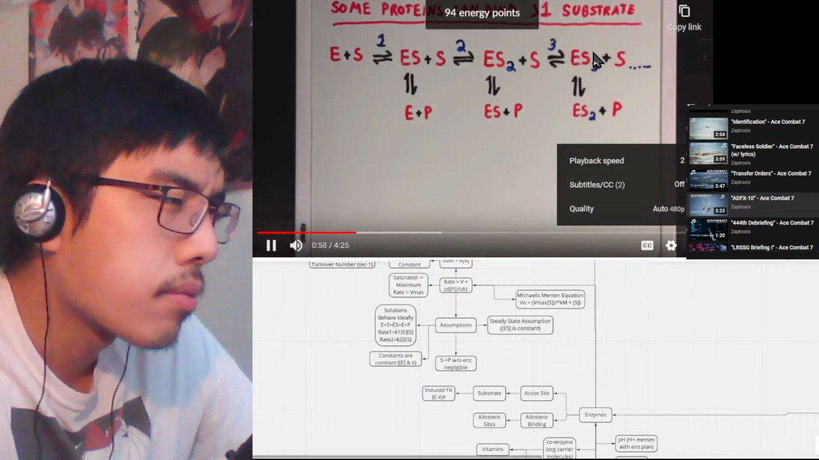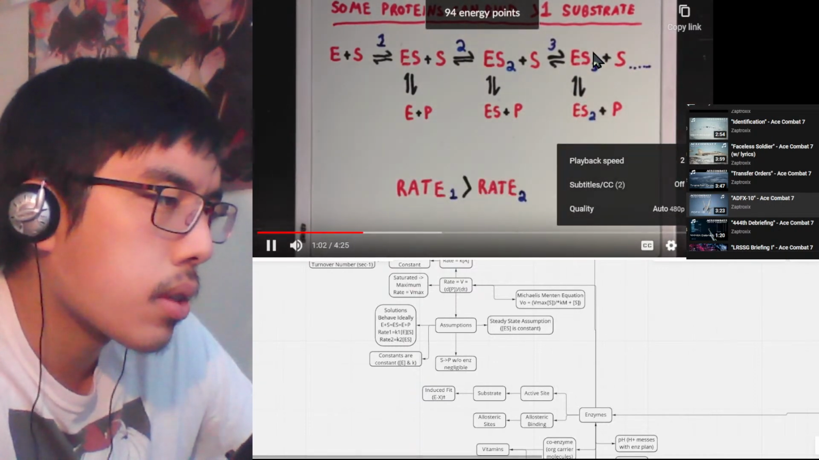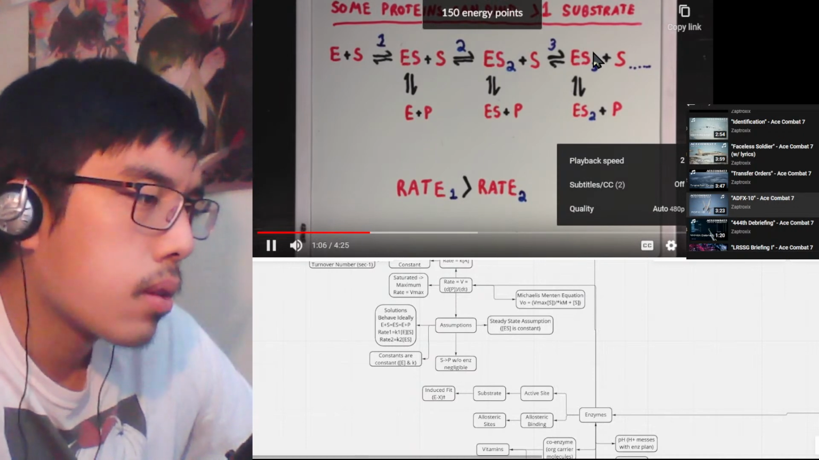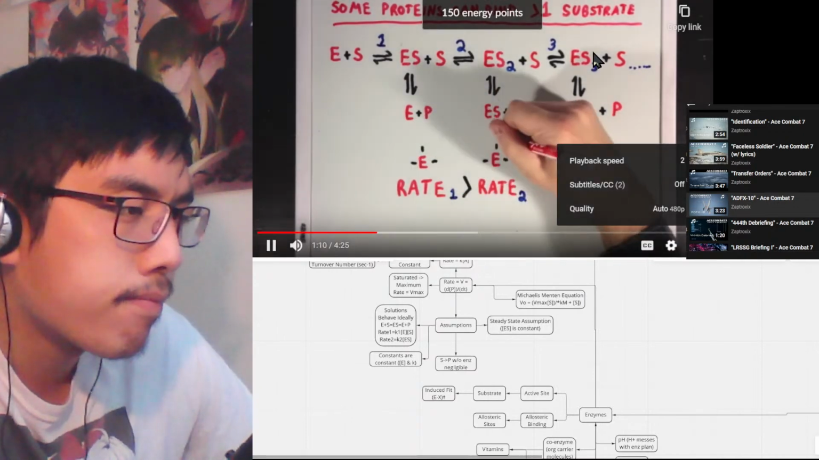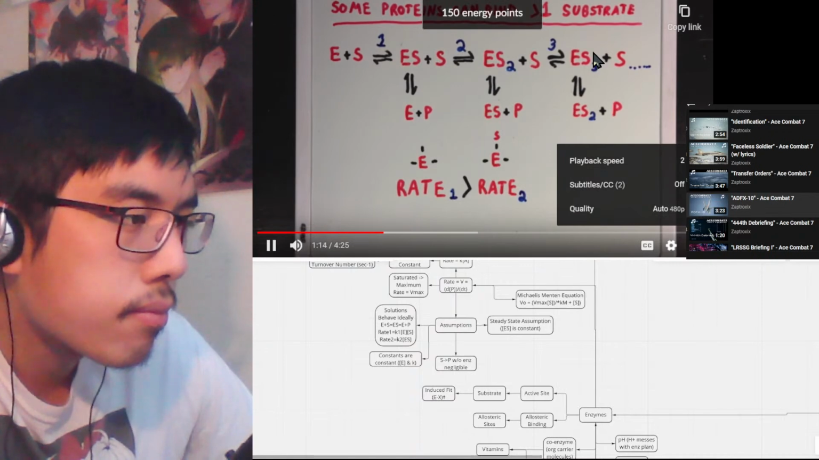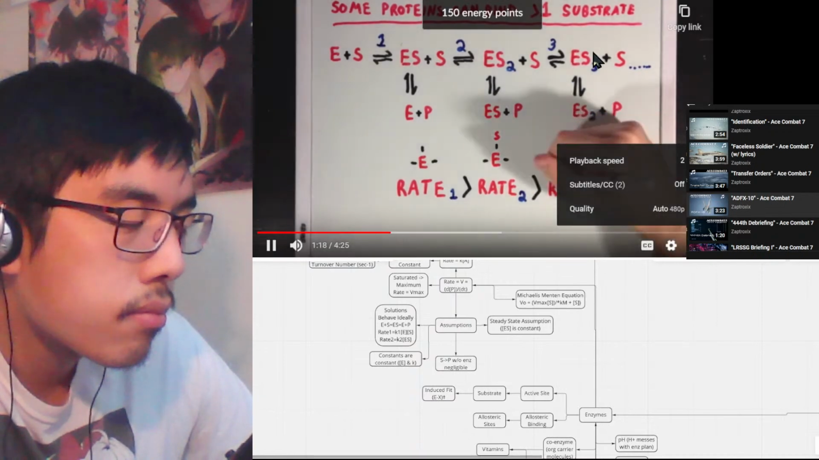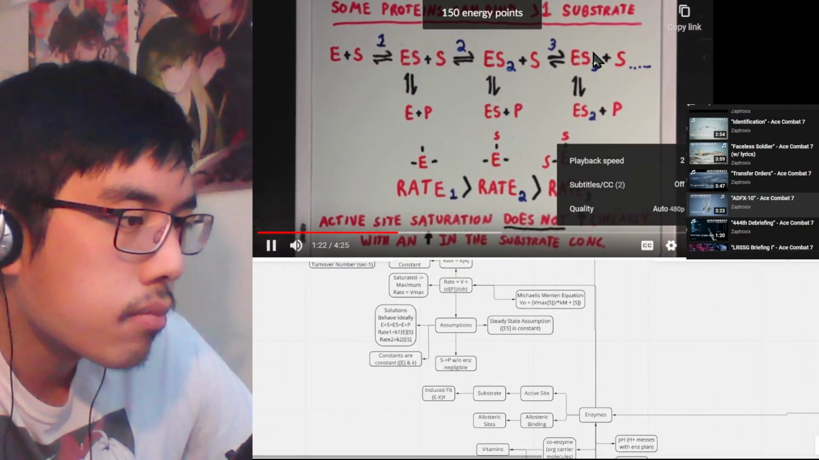Now, you would expect the rate of reaction 1 to be faster than the rate of reaction 2. Looking at the example of three substrate binding sites, there are 3 empty sites available for substrate for reaction 1, and only 2 available for reaction 2, so you would expect rate 1 to be faster. Similarly, rate 2 would be faster than rate 3 for the same reason, and the idea is that the active site saturation does not increase with substrate concentration linearly.